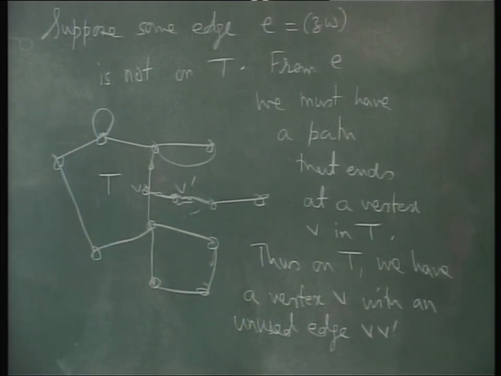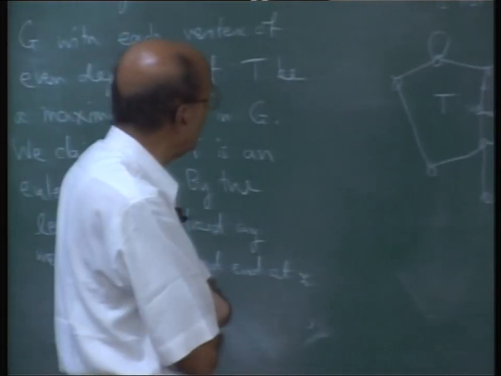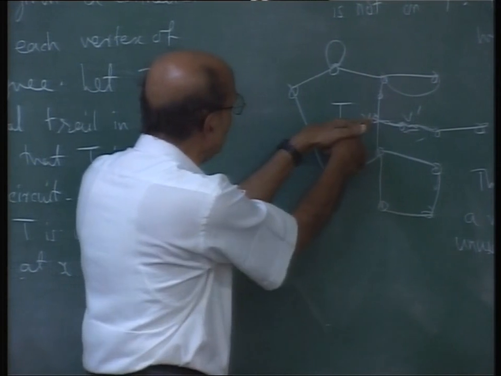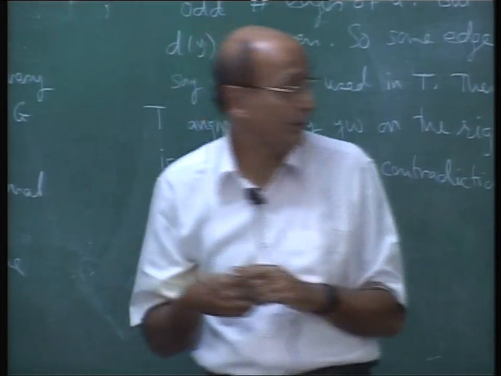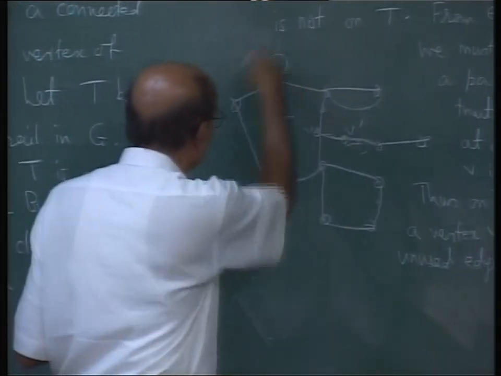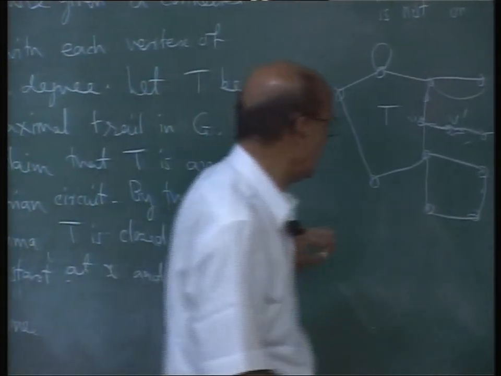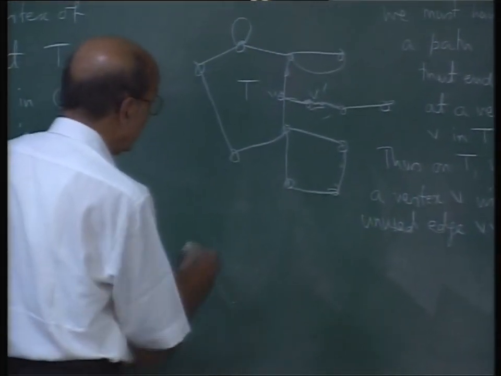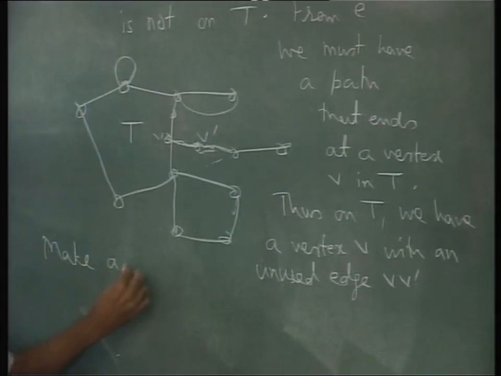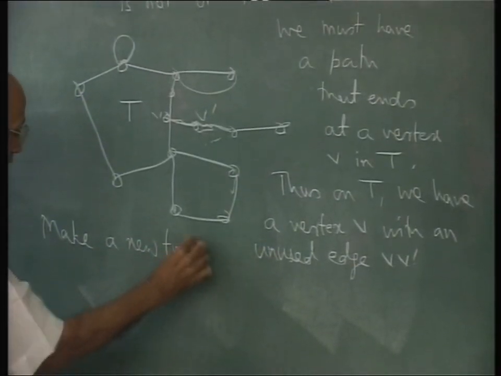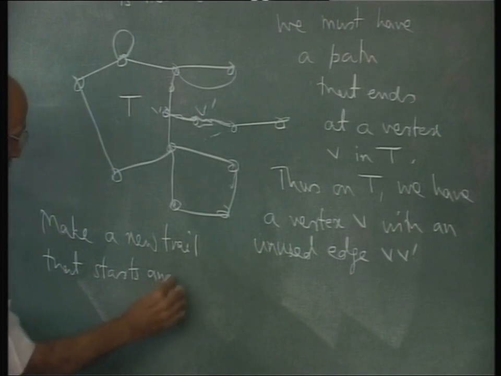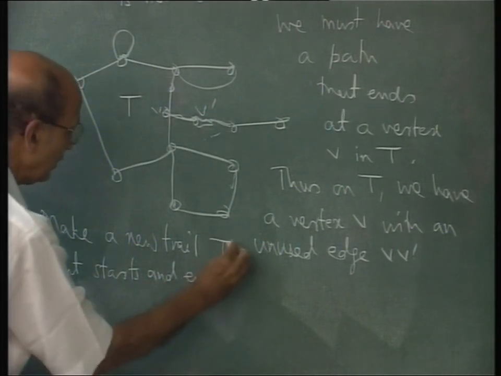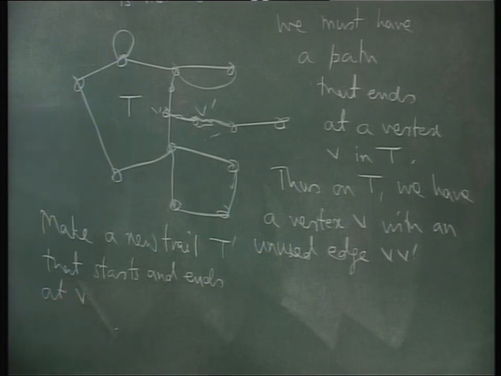How could that happen? I can now orient this whole thing so that instead of beginning at this vertex, I can begin at V. When you have a closed situation, it really does not matter where you start. That's irrelevant. I could have begun this whole thing at V, come back at V. Okay? Make a new trail that starts and ends at V, say T prime, obtained from T.